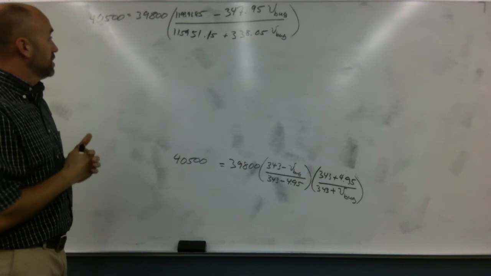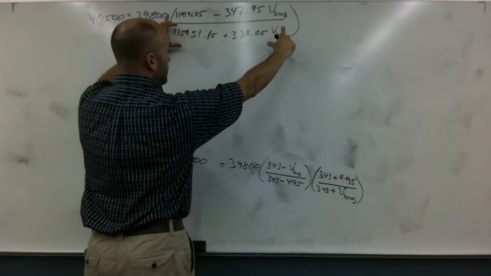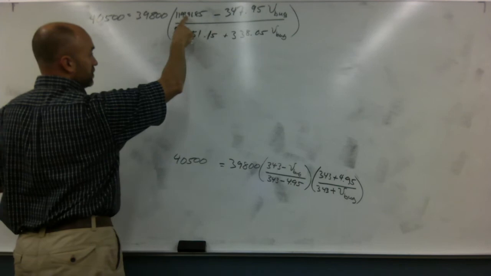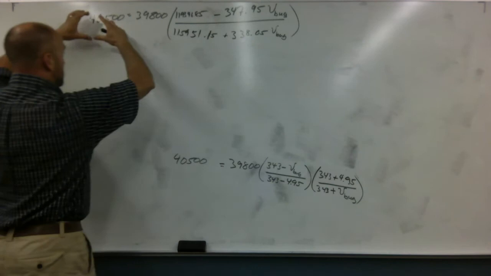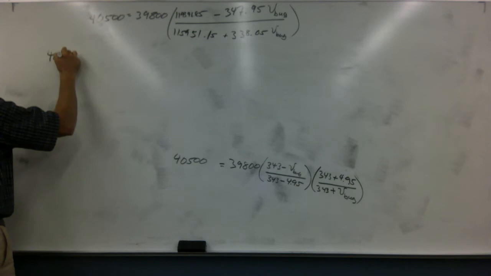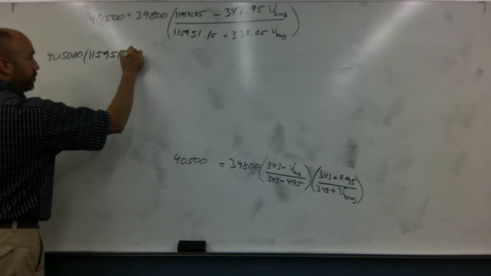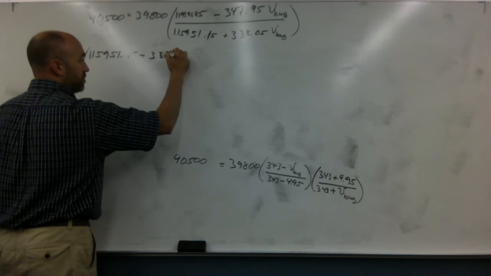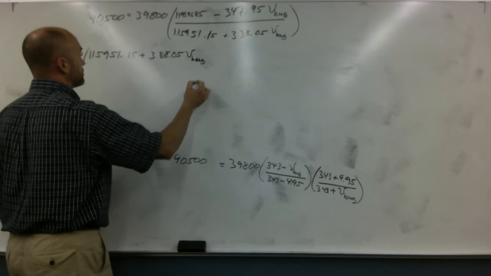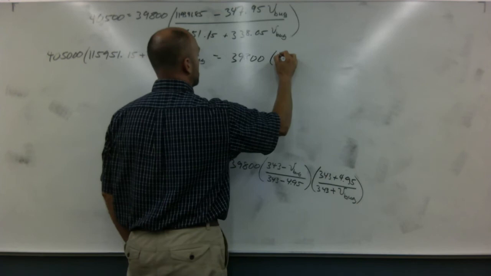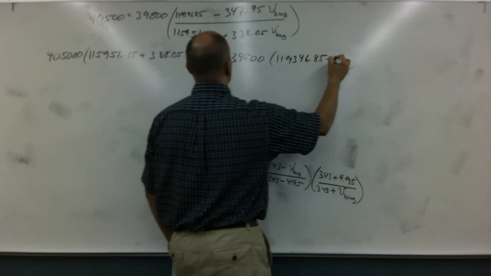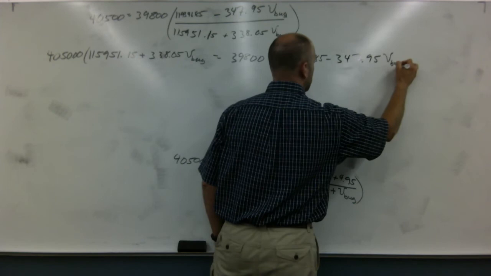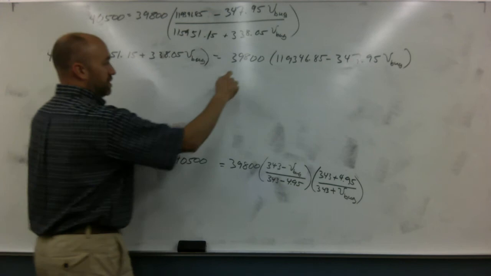Now, how about we take the denominator here and send it upstairs? Distribute this one, let's take this number, distribute it here and here, and then we'll send this one upstairs and distribute it. So I'm going to write out the distribution here. So we're going to have 40,500 times 11,5951.15 plus 38.05, the speed of the bug. 39,800 times 11,9346.85 minus 347.95 times the speed of the bug. So distribute this here and distribute this here. Does that make sense?